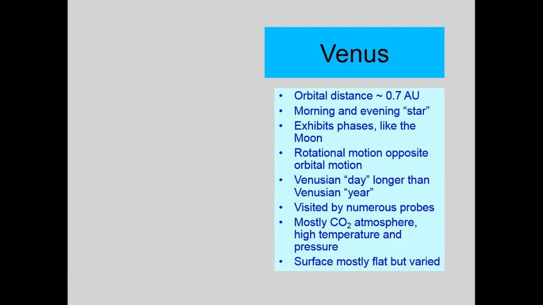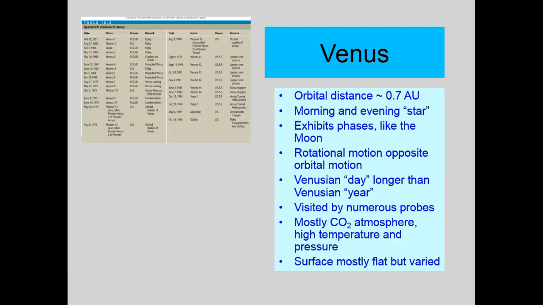It's, I would say, hostile. What's not CO2? There's a lot of sulfuric acid in the atmosphere too. Not a particularly pleasant place to be. Okay? The surface is mostly flat, but does vary. And I think what picture we're going to have here, maybe not immediately, is some of the probes that have gone to Venus.